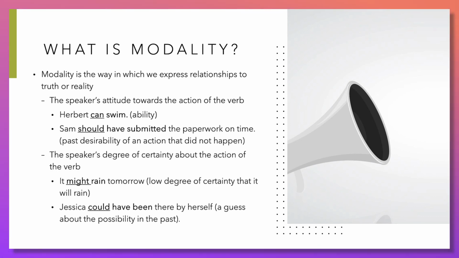We can also express various degrees of certainty through modals. When we say it might rain tomorrow, we're not predicting rain for sure. We're expressing that our level of certainty that it will is relatively low. We are, in other words, guessing. When we say Jessica could have been there by herself, we're also guessing, but now about an event that may or may not have happened in the past.